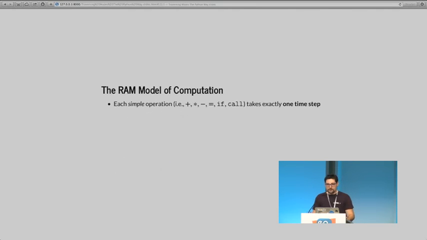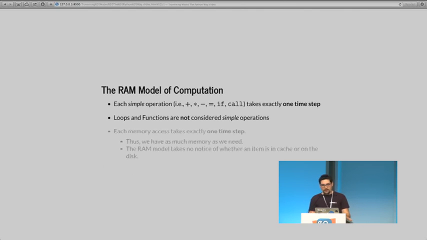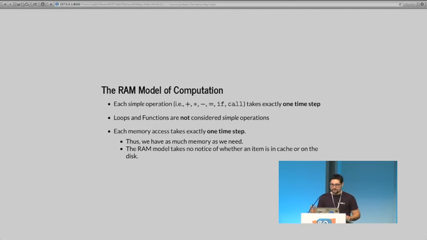The RAM model of computation simply tells us that each simple operation, such as plus, minus, if, call, takes exactly one time step. Loops and functions are not considered simple operations, and each memory access takes exactly one time step. Thus, we may have as much memory as we want, and the RAM model takes no notice of whether an item is in cache or on disk. All the details are right behind all the stuff, but we don't think about it.